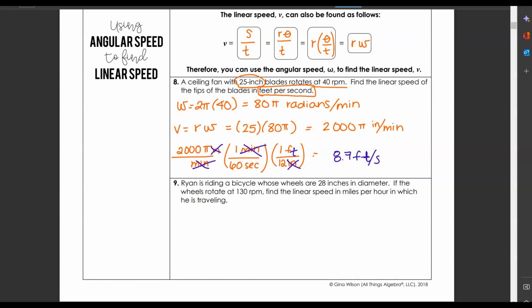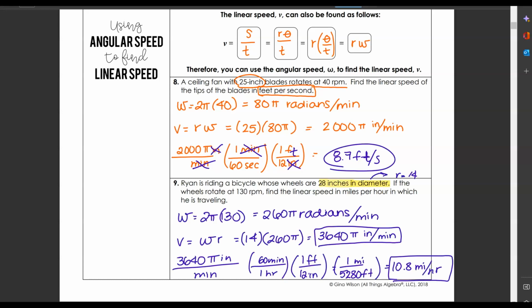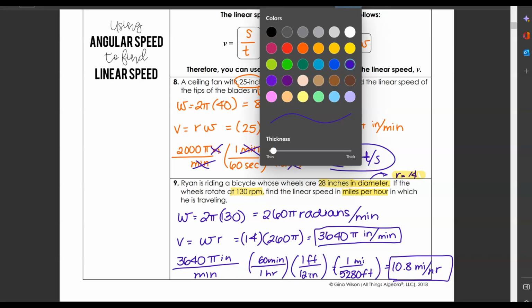All right. Take a moment and try the next one. All right, so for this last one, Ryan is riding a bicycle whose wheels are 28 inches in diameter. So notice that means our radius has to equal 14 because we're going to take half of that. If the wheels rotate at 130 revolutions per minute, find the linear speed in miles per hour. That's where my miles per hour is coming in. So we do need to do some conversions here.